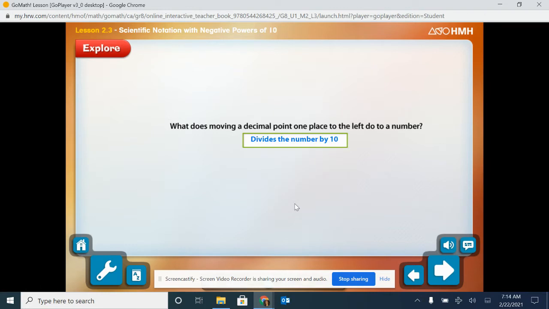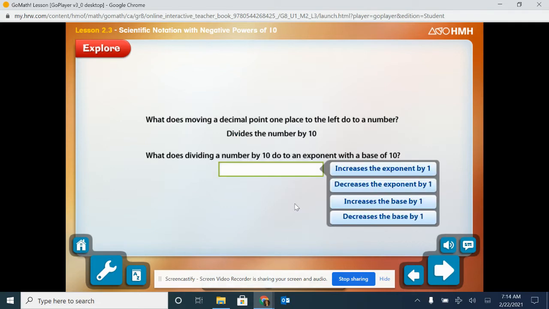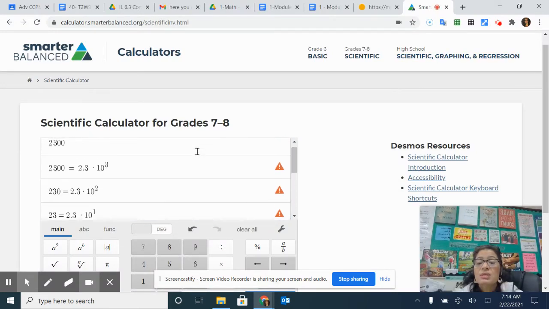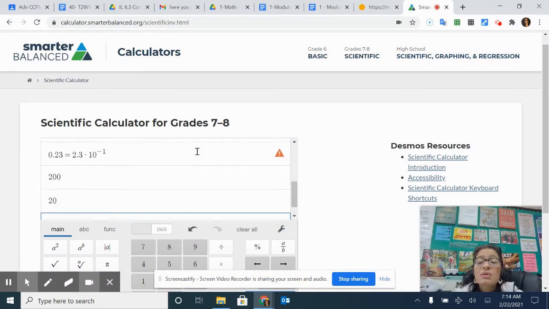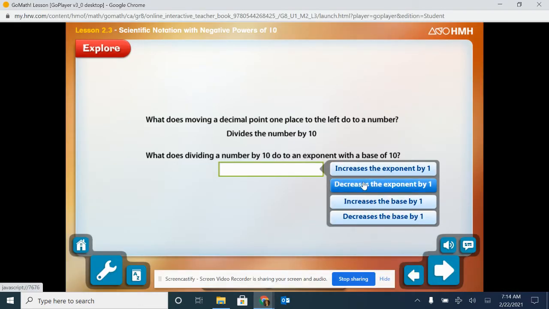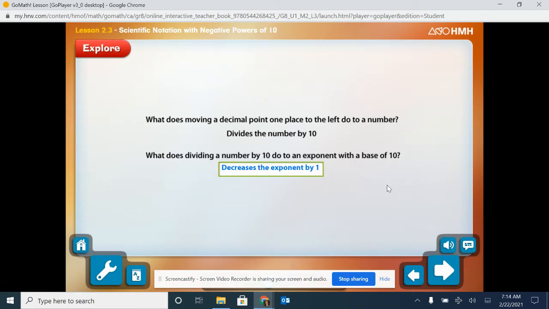Moving the decimal point one place to the left divides the number by 10. What does dividing a number by 10 do to an exponent with a base of 10? We just noticed that, right? What did it do to the exponent? So right there, you can see the exponents. It went from 3, 2, 1, 0, negative 1. So the exponent was decreased by 1, okay? Not the base. Great job. Dividing a number with a base of 10 by 10 decreases the exponent by 1.